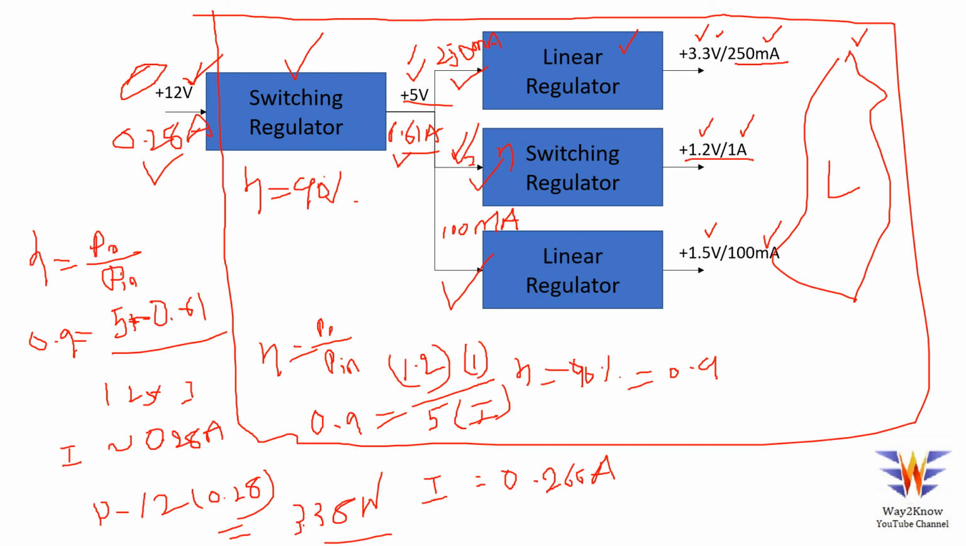So that means we are tracing back from the load currents to the inputs to tell the designers that this is the kind of power consumption that this circuit will consume. So hope it is clear.